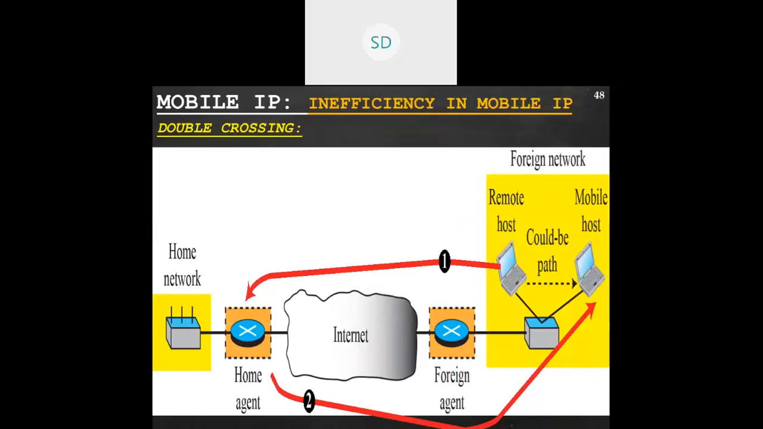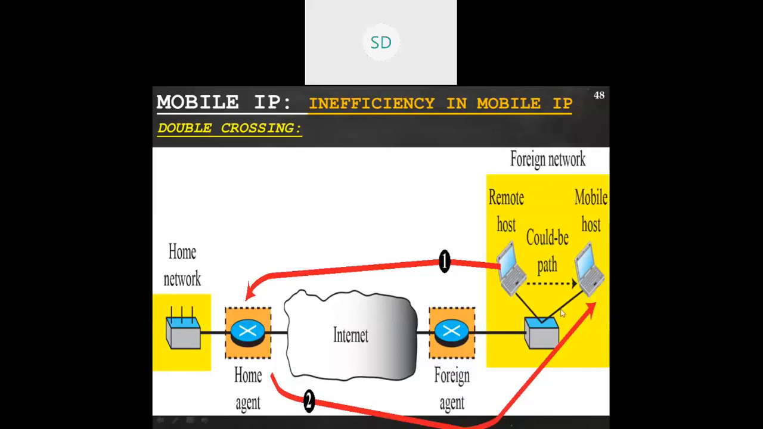First one is double crossing. If you go through this block diagram, you'll come to know what double crossing is. Suppose, for example, the same scenario, where the mobile IP is moving from network to network. Now, if I assume that your mobile host as well as the remote host are at the same network, you can observe the one highlighted in yellow over here, in the foreign network. Both the remote host as well as the mobile host are in the same foreign network.